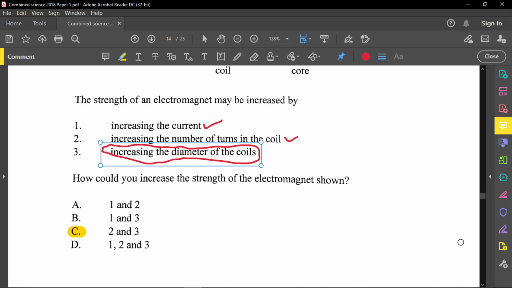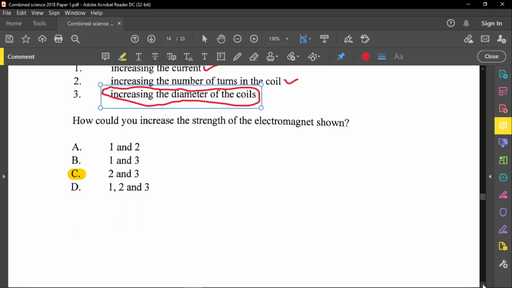But again, if you have a set number of batteries, the current cannot go any further, all right? Just to point it out as well. As a matter of fact, by using it over time, the current will also decrease, yes? All right.